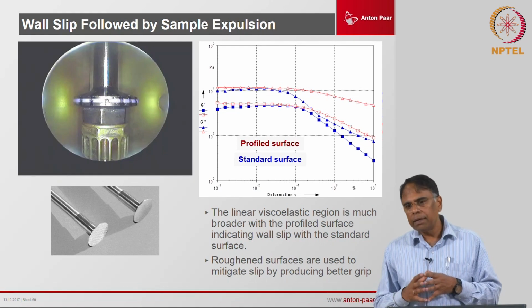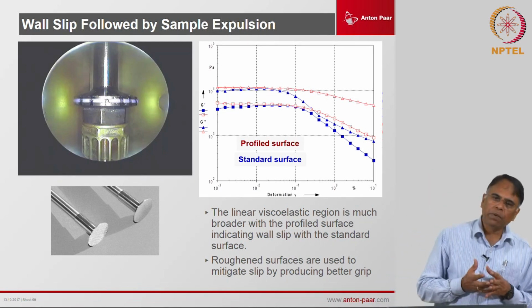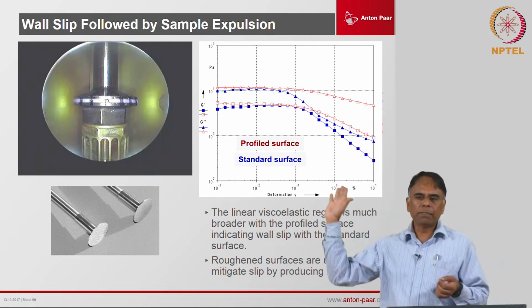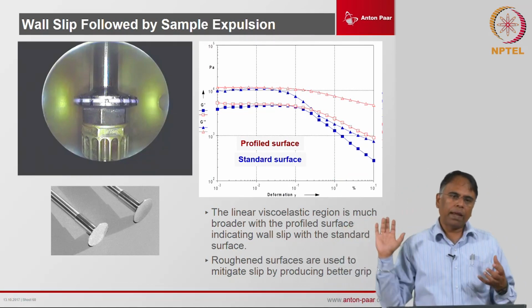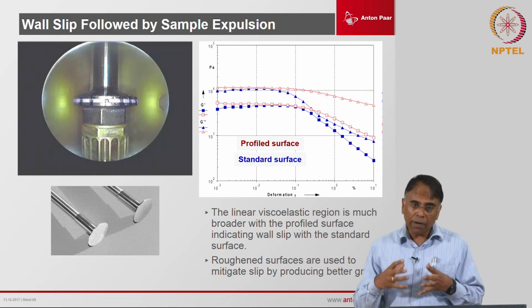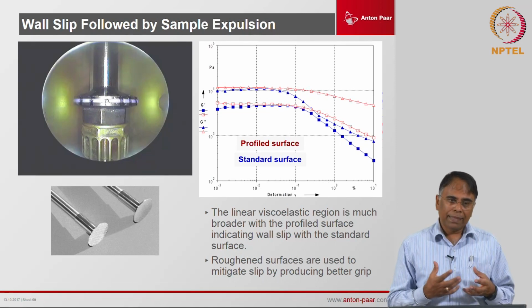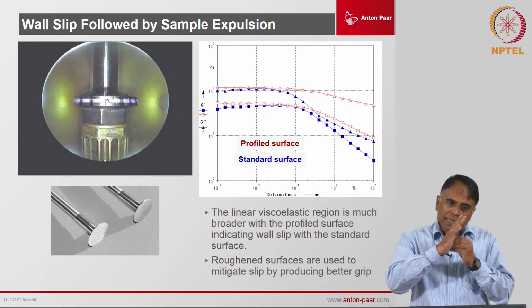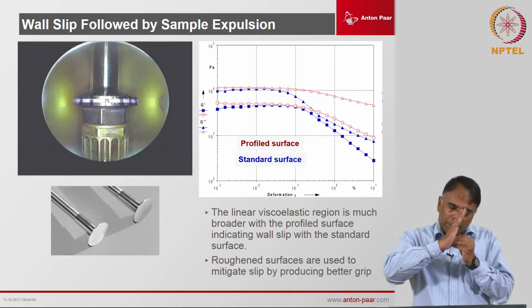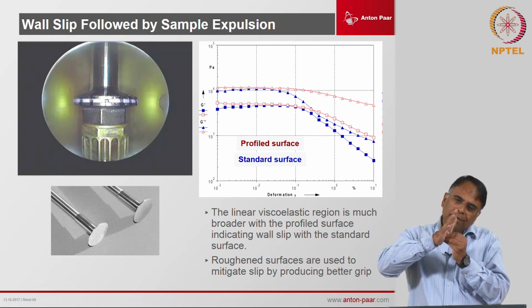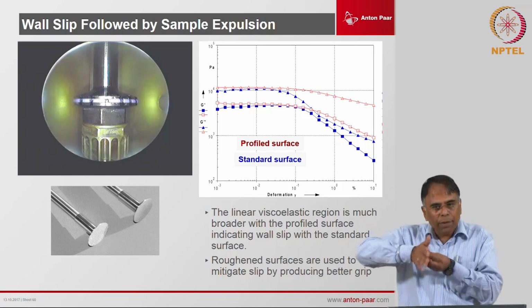Then the other artifact that you get is the slippage of the samples. Generally the geometries that we use have very smooth surfaces, and if you are measuring viscoelastic solids at very stiff conditions, they have the tendency to slip. When I say slip, the geometry is moving much faster than the sample, so they are not moving as a unit.